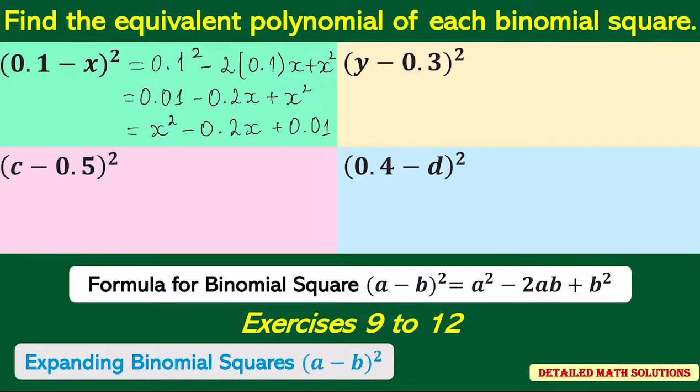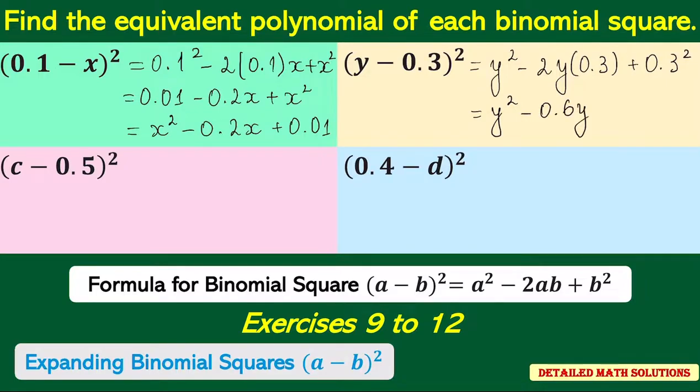(y minus 0.3) squared. When I apply the formula again, I get y squared minus 2 times y multiplied by 0.3 plus 0.3 squared. Or this equals y squared minus 0.6y plus 0.09.